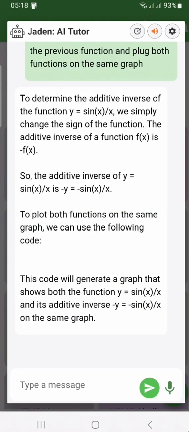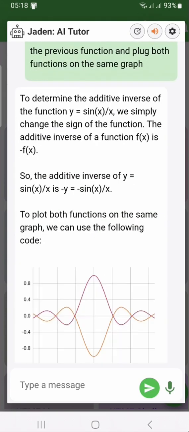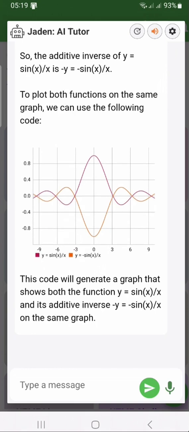To determine the additive inverse of the function y equals sin x over x, we simply change the sign of the function. The additive inverse of a function f(x) is negative f(x). So, the additive inverse of y equals sin x over x is y equals negative sin x over x. To plot both functions on the same graph, we can use the following code. This code will generate a graph that shows both the functions.